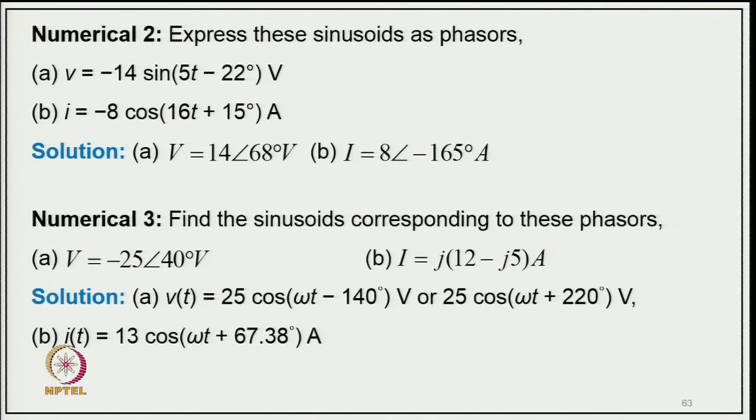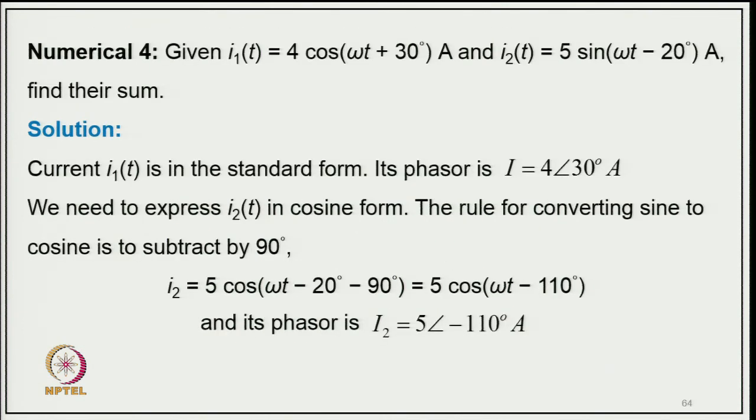Numerical 4: given i1 = 4 cos(ωt + 30°) and i2 = 5 sin(ωt - 20°) A, find their sum. Current i1 is in the standard form, and its phasor is I1 = 4 ∠30° A. We need to express i2 in cosine form. The rule for converting sine to cosine is to subtract 90 degrees. So i2 = 5 cos(ωt - 20° - 90°) = 5 cos(ωt - 110°), and its phasor will be I2 = 5 ∠-110° A.